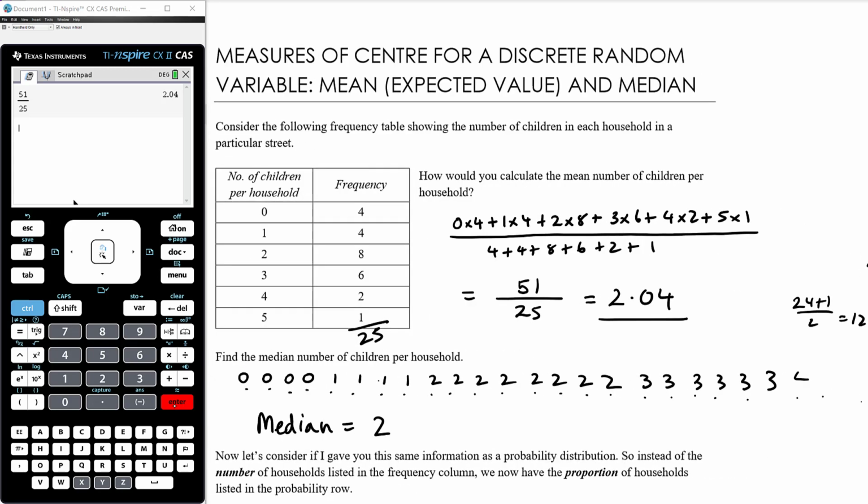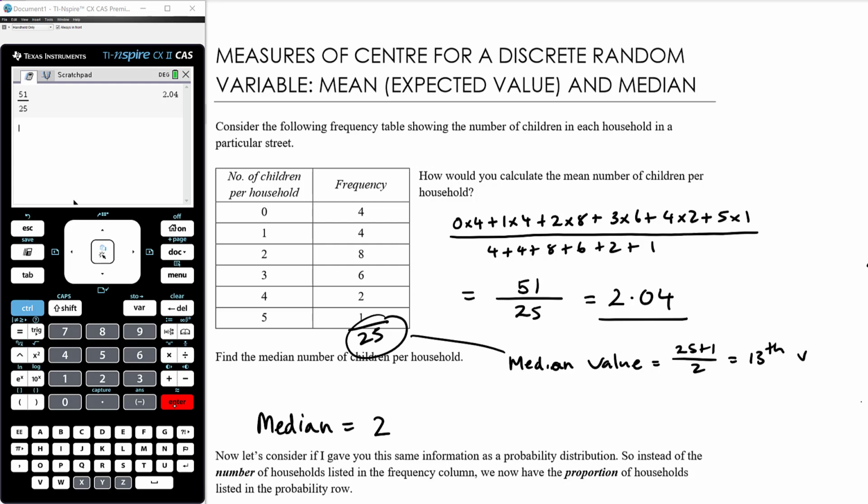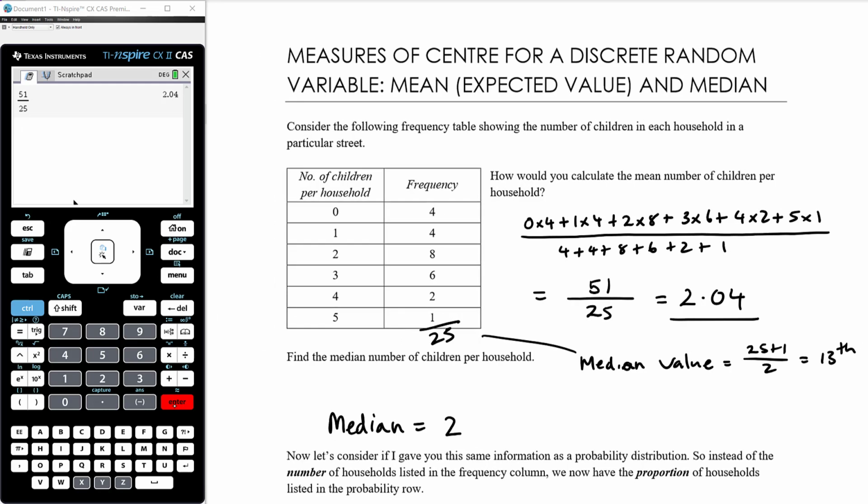Alright, but we don't have to draw out the full list all the time. So you do still need to work out where is the middle. So you will still need the total frequency. Okay, so your median value is add 1 and divide by 2, the 13th value. Okay, so then you can use your table to work out in which category the 13th value will sit.